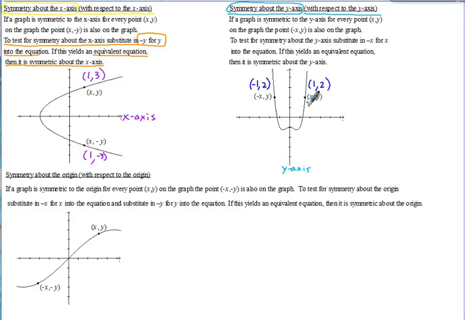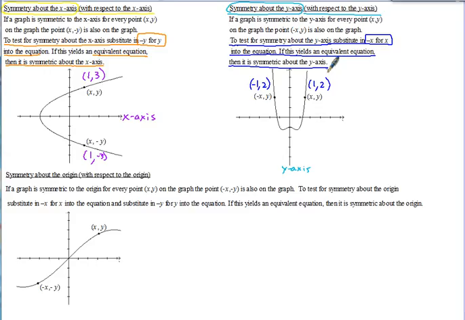So this is a similar test. To test for symmetry about the y-axis, you substitute in -x for x into the equation. If this yields an equivalent equation, then it is symmetric about the y-axis. So you substitute in -x wherever you have x. If it stays the same, giving you the same y value, essentially, then you know it's symmetrical about the y-axis.